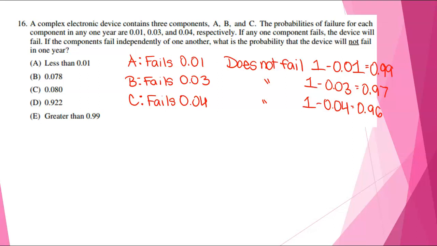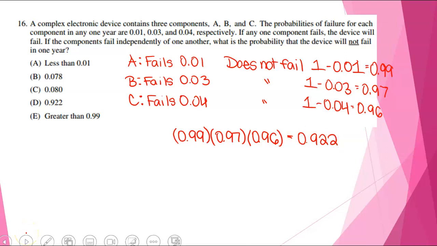So if we want to find the probability that the device will not fail in 1 year, then we're going to go ahead and take the probability of success, which is 0.99 for component A. All right, and the probability of no failure for component B is going to be that 0.97. And I'm also going to multiply that by the probability of component C not failing, which is 0.96. And so if I multiply all of those together, I end up with 0.922, and my answer should be D.